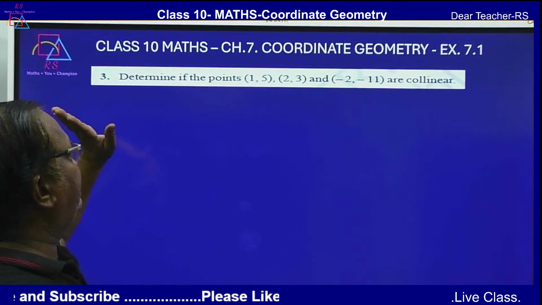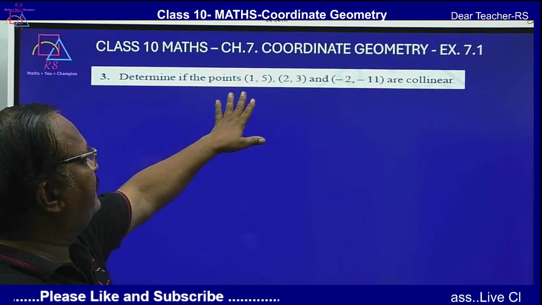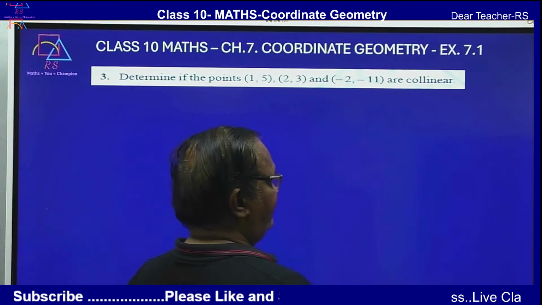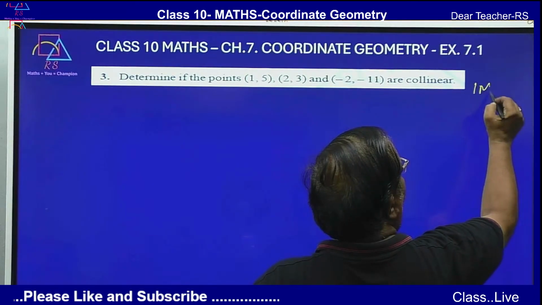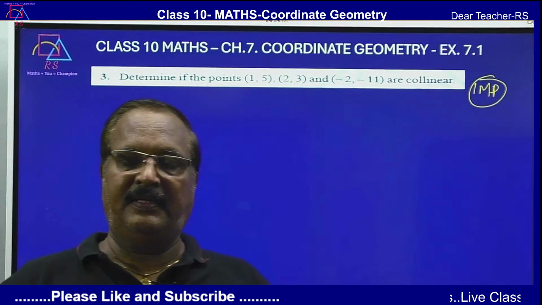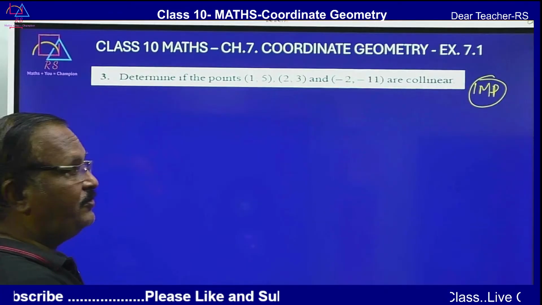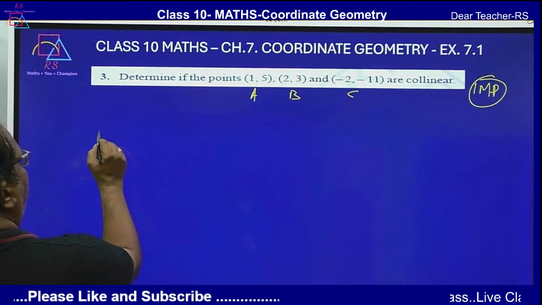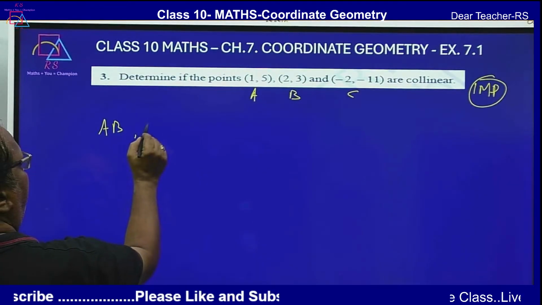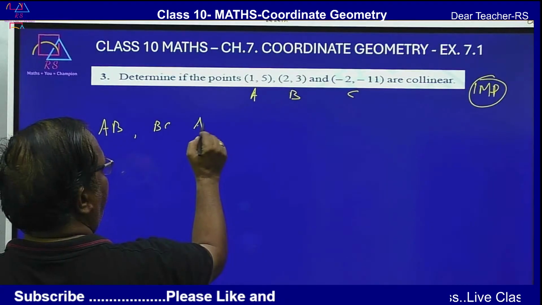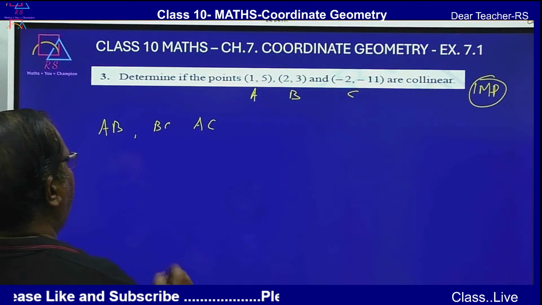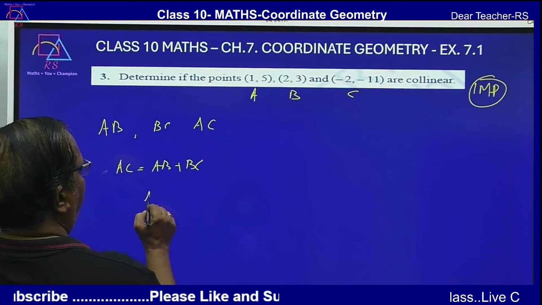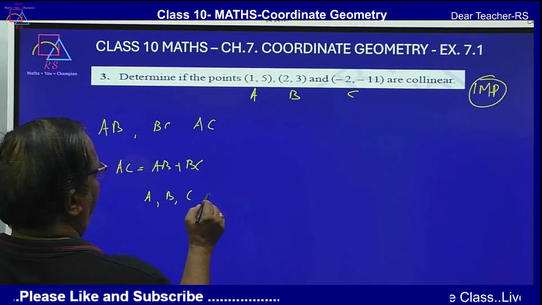7.1, third question. Determine if the points (1, 5), (2, 3) and (minus 2, minus 11) are collinear or not. Very, very important. What you have to do? Let us say this is A and this is B and this is C. You have to find out AB, BC and AC. If AC is equal to AB plus BC, then A, B, C are collinear.